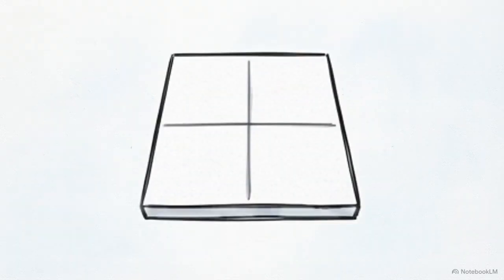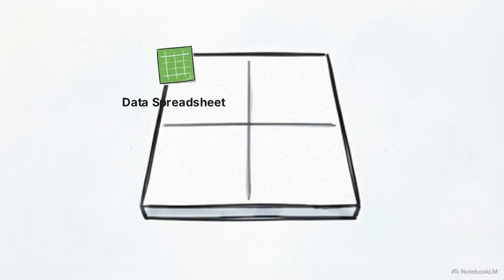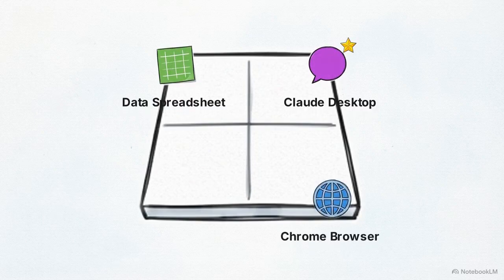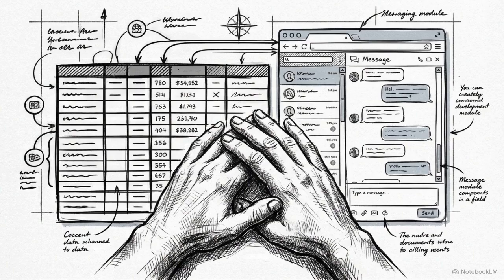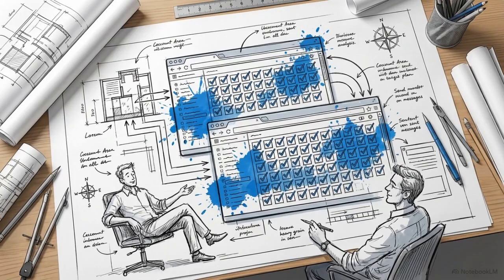To build this system, you need 4 exact tools: your data spreadsheet, the Claude desktop application running on a Pro plan, the Google Chrome browser, and a LinkedIn Premium account. Moving from text generation to autonomous browser execution removes the manual bottleneck of copying and pasting, allowing you to manage a high volume of outreach with minimal manual intervention.